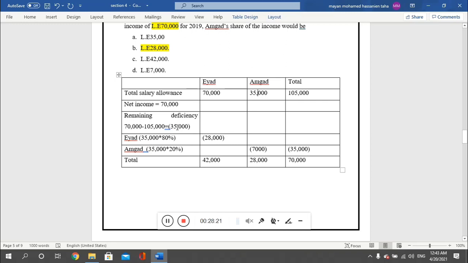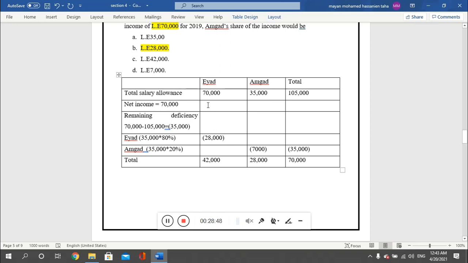So 35,000 multiplied by 80% for Iyad, it will be 28,000, and for Amgad 35,000 multiplied by 20%, it will be 7,000 for Amgad. So this is the amount of loss that will be distributed among the partners by the ratio.